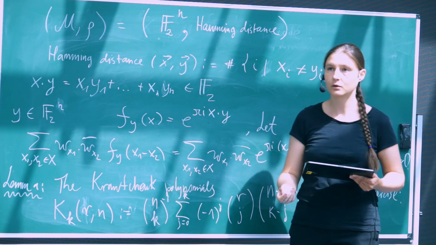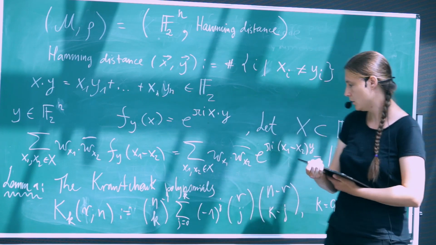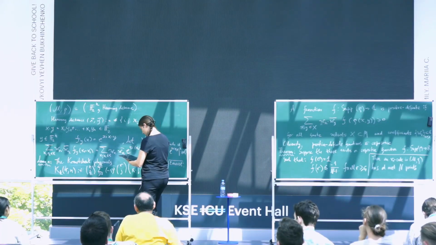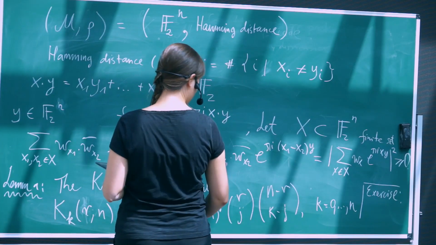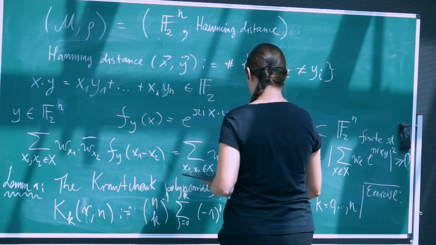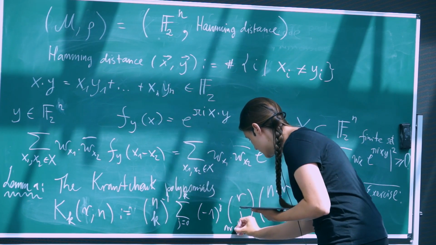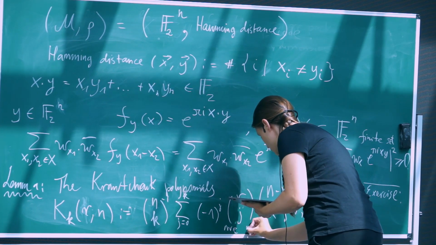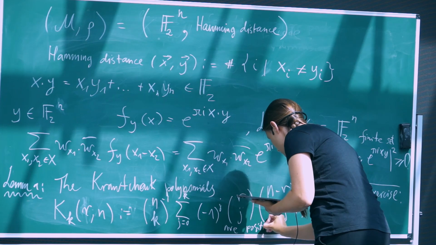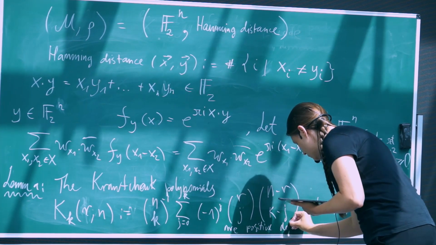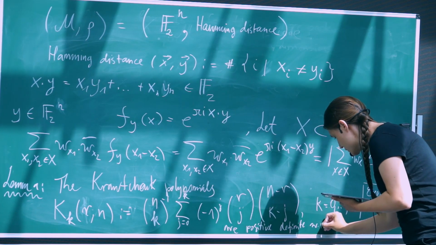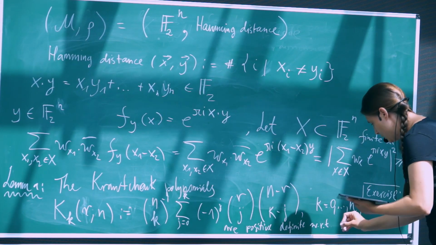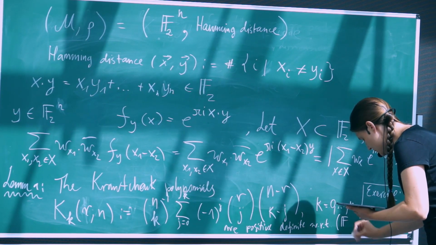Sorry, what is the formulation of the lemma? Because this is just a definition. The Kravchuk polynomial, okay, yes. Okay, r positive, yes. So Kravchuk polynomials are positive definite with respect to the metric, the Hamming space.